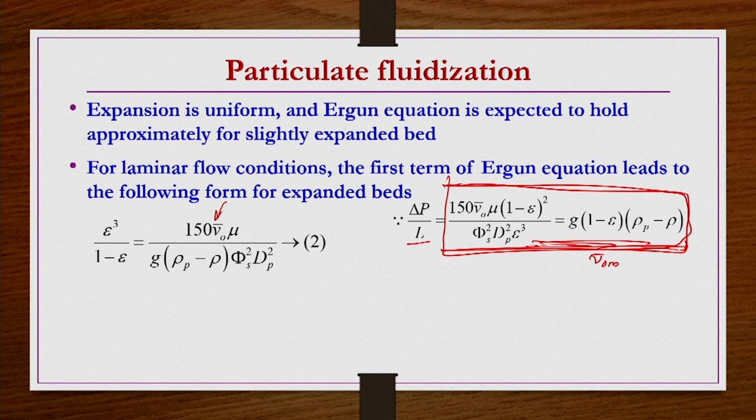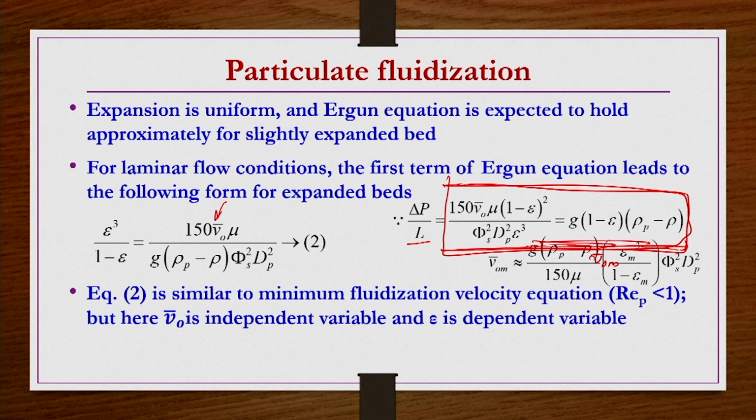Now, in the expanded bed condition, the superficial velocity is beyond the minimum fluidization velocity, but the expansion is very small, very slight. So we are using the same equation. Here we are trying to find out the voidage, because now the velocity is known, some known velocity beyond the minimum that you are giving. So the corresponding epsilon is the unknown now. L and epsilon are unknown.